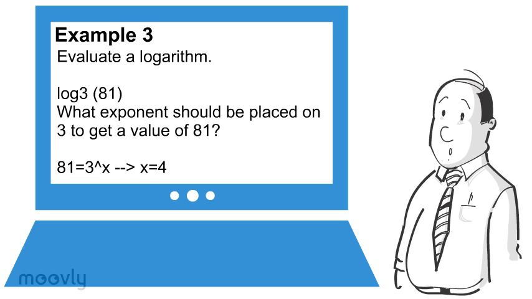In the last example, we are asked to evaluate a logarithm. The logarithm of 81 to the base of 3 is equal to an unknown number. We know that 3 must have a certain exponent to get that value of 81. To find that exponent, it is easier if we write the equation in exponential form. The equation would be 81 is equal to 3 to the power of x. Therefore, 3 to the power of 4 gives 81, so x is equal to 4.